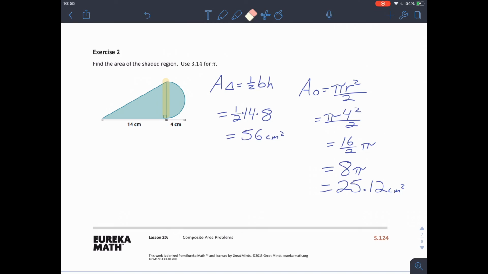So now that we have the area of our triangle and our semicircle, we can then add those together and find that the area of this composite shape is 81.12 square centimeters.